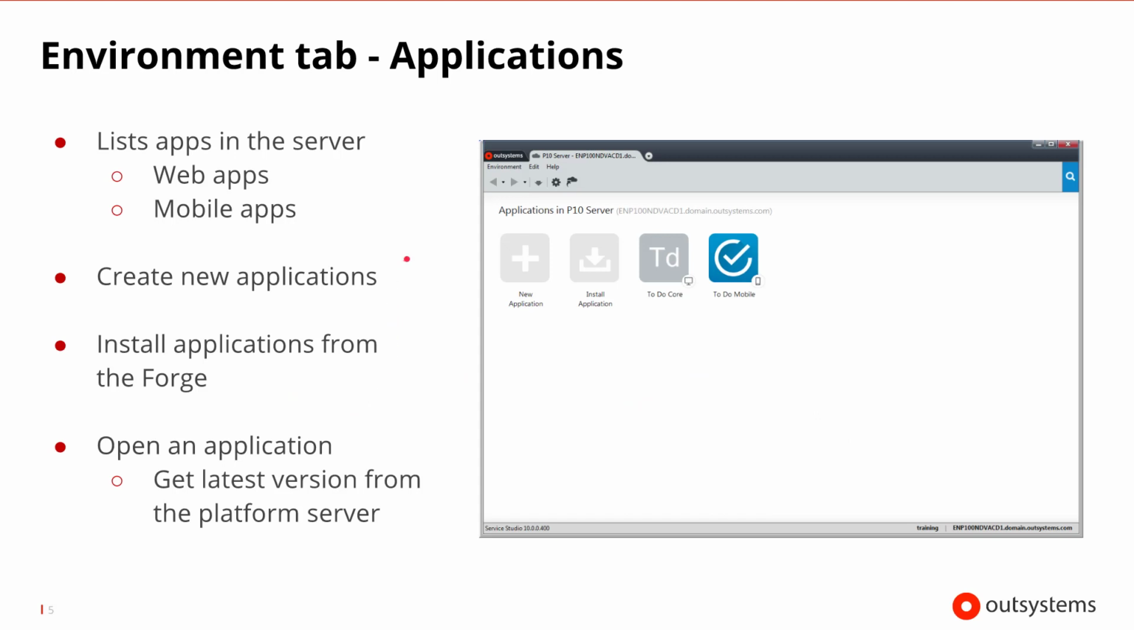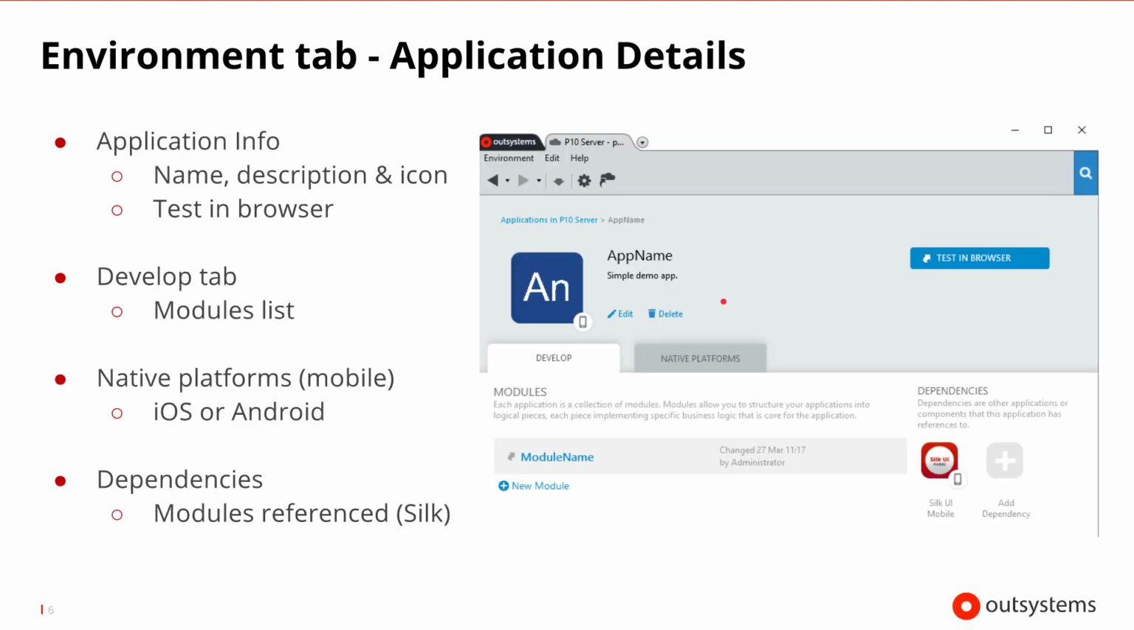Once we begin working in Service Studio and we've connected to the server, it will give us the list of all of the applications that are in the server. It gives us hints as to whether it's a web application or a mobile application. And besides opening these applications, we have the capability of creating new applications and installing existing applications or components from the OutSystems Forge. Typically, we'll open one of our applications and begin working on it.